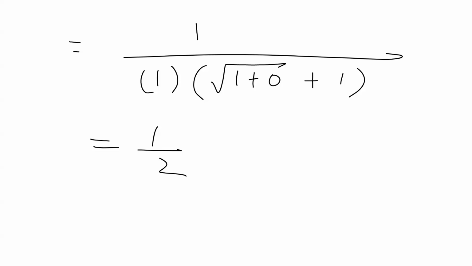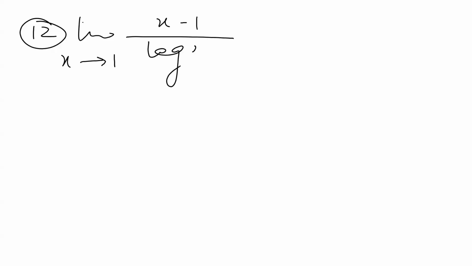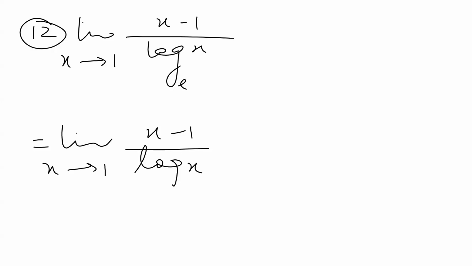Question number 12 from the previous page. Question number 12. Limit x approaching 1, x minus 1 over log x to the base e. No need to write a d over there. That's fine. It's understood that the base is e. Now this is in itself question number 20, sub question 2. So both the questions are same in the worksheet.